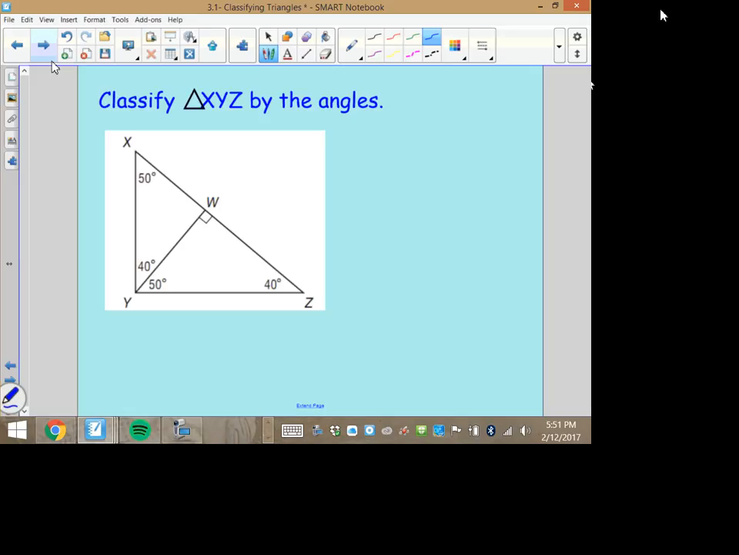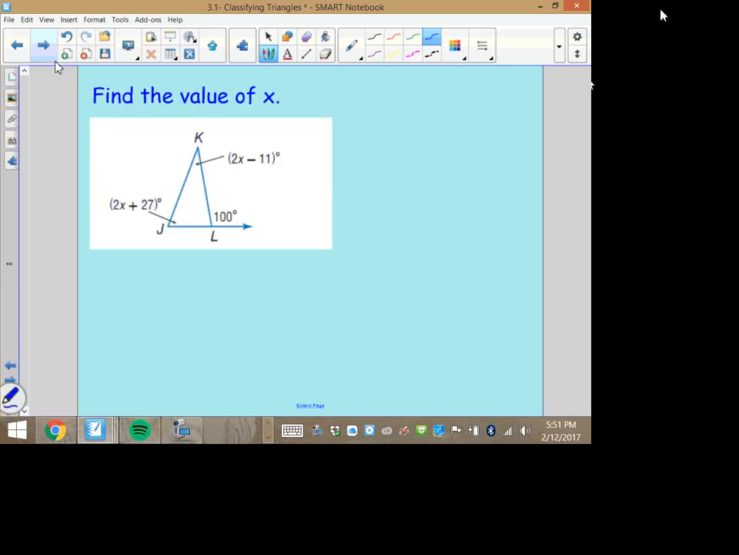Another practice, classify triangle XYZ by the angles. So triangle XYZ, we can note here that this is a right angle because 40 plus 50 is 90 degrees. So we know that it is a right triangle.